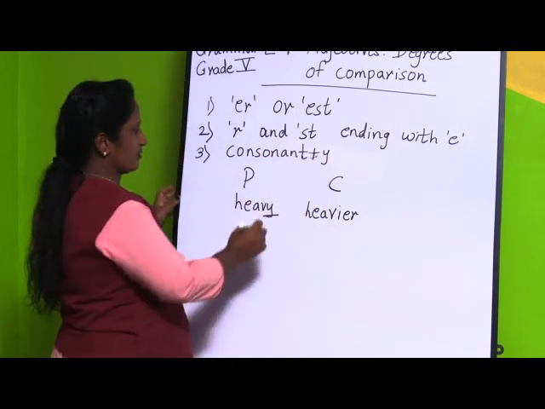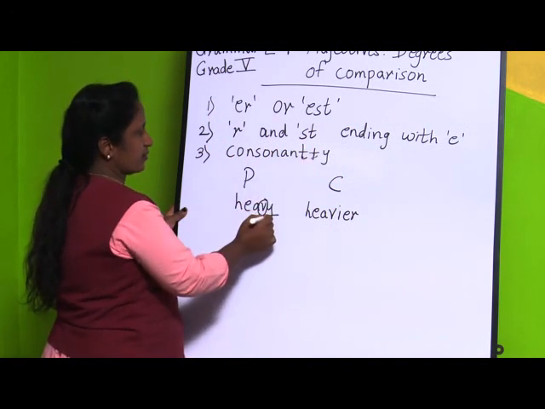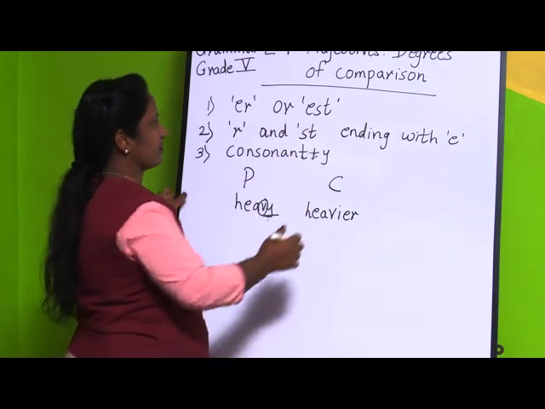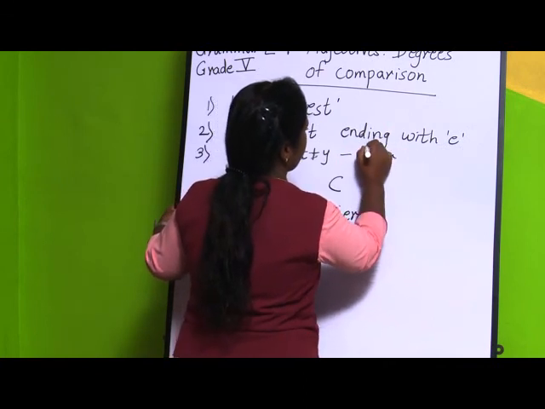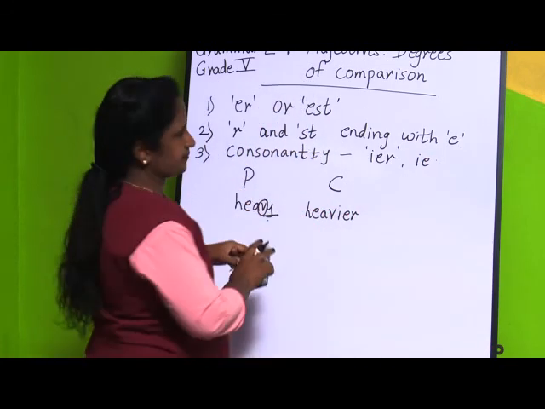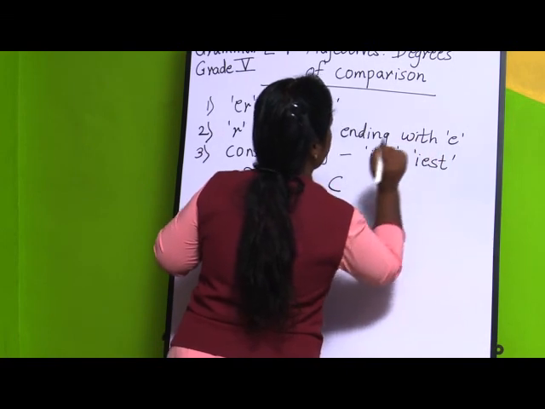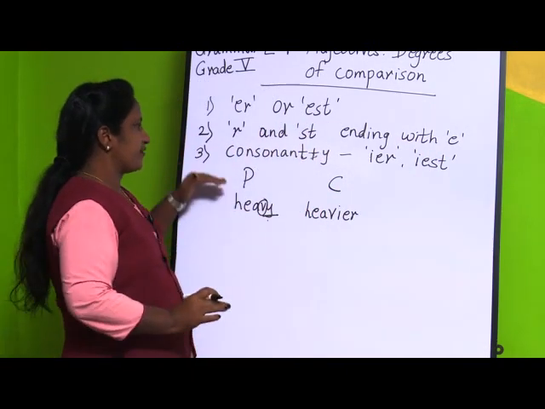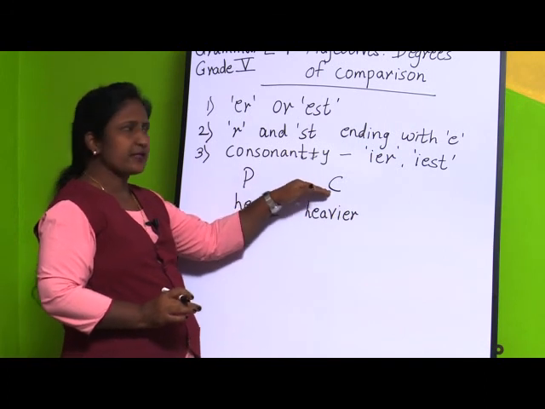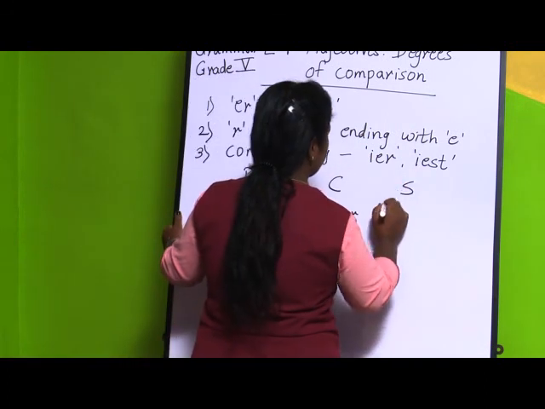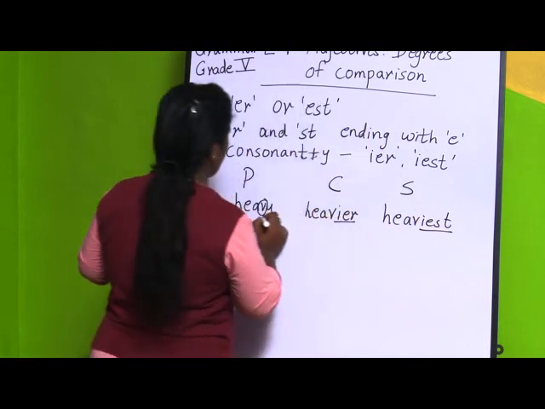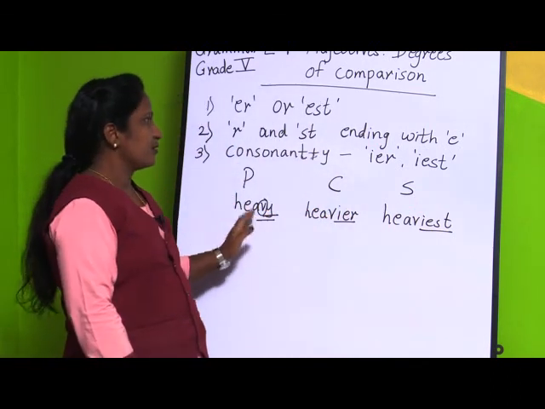Now, what is consonant here? Here v is a consonant and plus y, and we can see y at the last, consonant plus y, then you are going to add here ier or iest. For superlative degree, if the word is ending with consonant plus y, you are going to add ier for comparative degree and iest for superlative degree, that is heaviest. See, this you are going to add. I hope you have understood the third case.